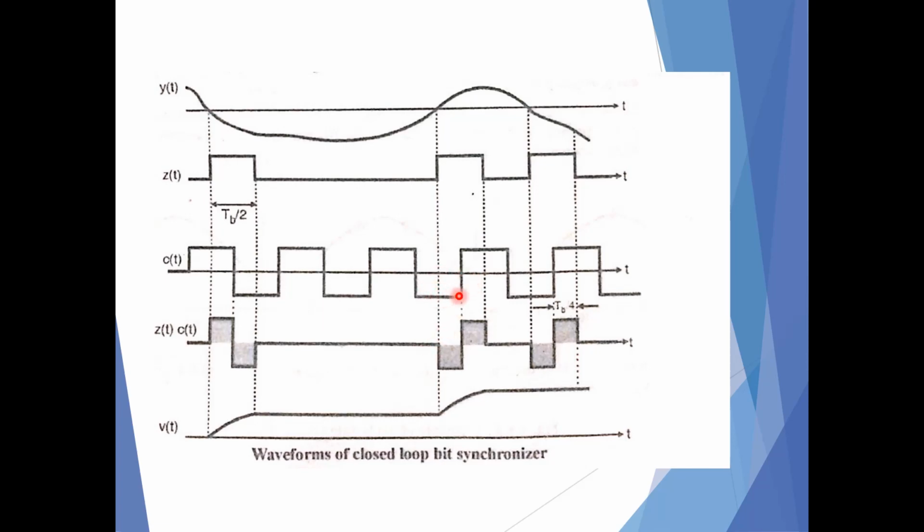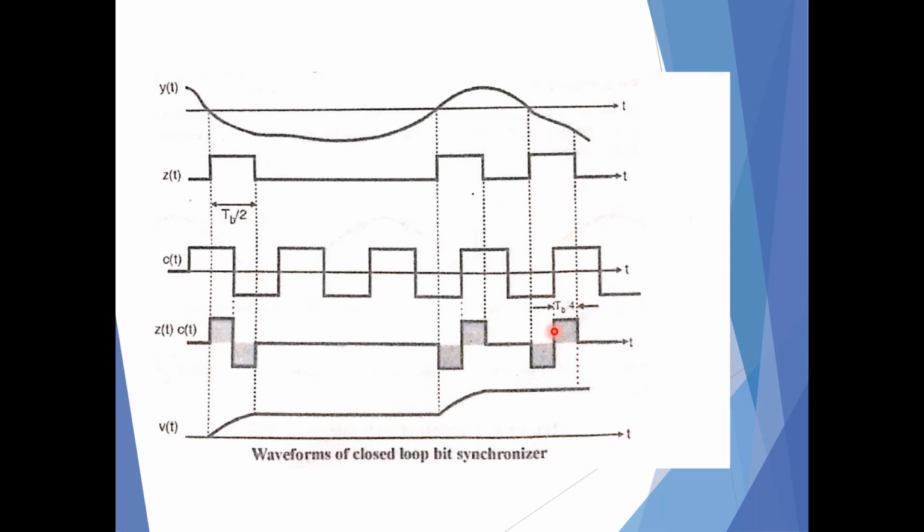Then similarly a negative to positive pulse we get over here, as here for z of t it is 1. Once again it is 0, so we get 0 output for the multiplication. Lastly, whenever it is 1, c of t will be there at the output, for the duration Tb by 4. The control voltage v of t is obtained by integrating and low pass filtering the product z of t and c of t.